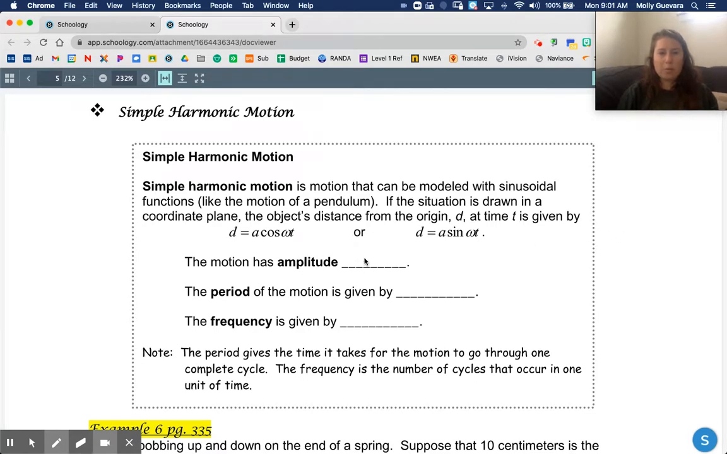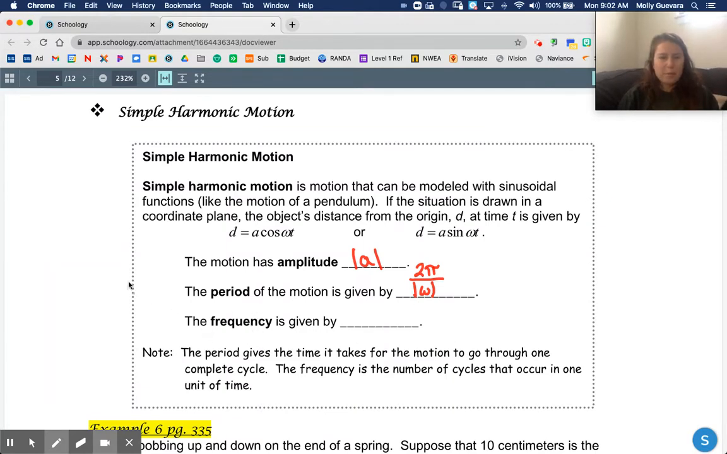So the motion has amplitude. The amplitude is still the absolute value of a. It's still the same thing. The period is given by, again, since we're using sine and cosine, 2 pi divided by whatever's in front of t, which in this case is omega. And again, it's a lowercase omega.